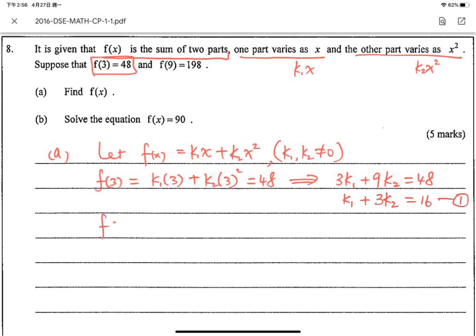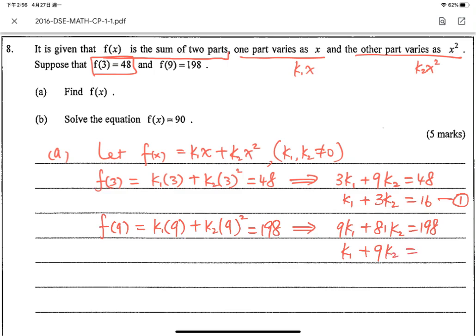And then equation 2, f(9) equal to, when x equal to 9, k1 times 9 plus k2 times 9 squared equal to 198. So this can be simplified as 9k1 plus 81k2 equal to 198, which can be simplified by dividing by 9 for each term. 9k1 divided by 9 is k1. 81k2 divided by 9 is 9k2. So 198 divided by 9 is 22. So this is equation 2. Now we can simply use equation 2 minus equation 1.